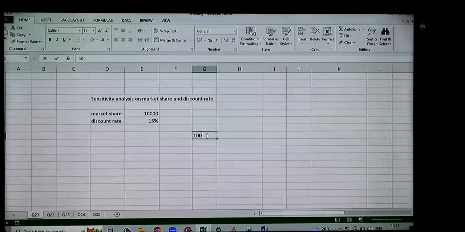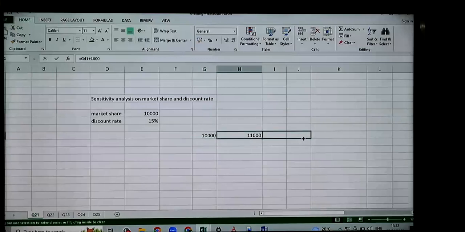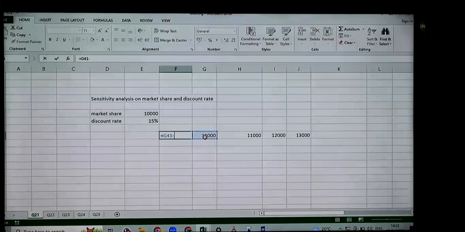Here is 10,000, tab. So here it will be equals the 10,000 plus 1,000. I'll drag up to 12,000 or 13,000. Then here it will be the opposite. It will be the 10,000 minus 1,000. It's 9,000. Then I'll drag to 7,000. Then I told you for sensitivity analysis to work, it must be dynamic.